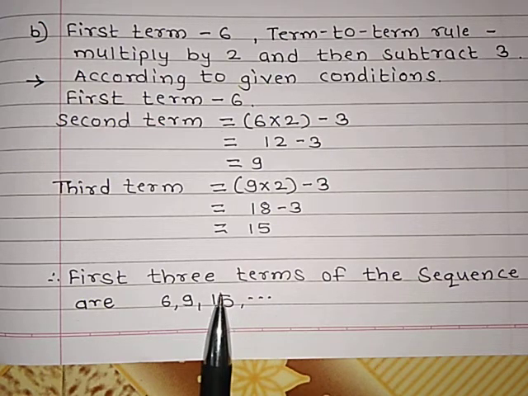I hope all of you understood the concept of generating sequences and the term to term rule. Thank you.